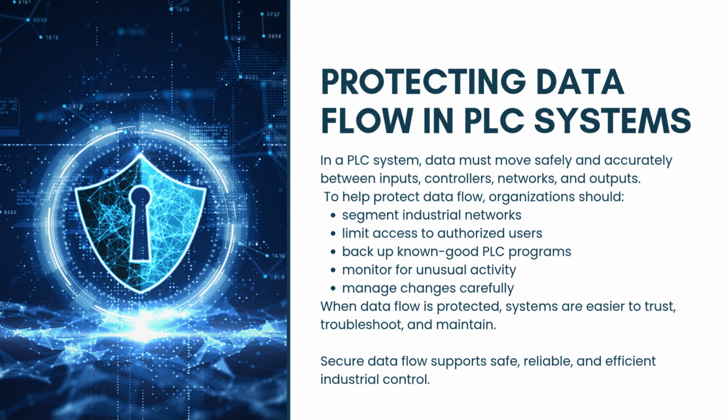All of these practices support one larger goal: protecting data flow in the system. In a PLC system, data must move safely and accurately between inputs, controllers, networks, and outputs. To help protect data flow, organizations should segment industrial networks, limit access to authorized users, back up known good PLC programs, monitor for unusual activity, and manage changes carefully. When data flow is protected, systems are easier to trust, troubleshoot, and maintain. Secure data flow supports safe, reliable, and efficient industrial control.